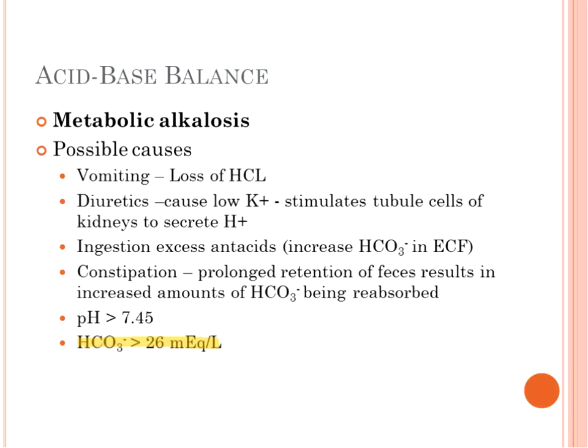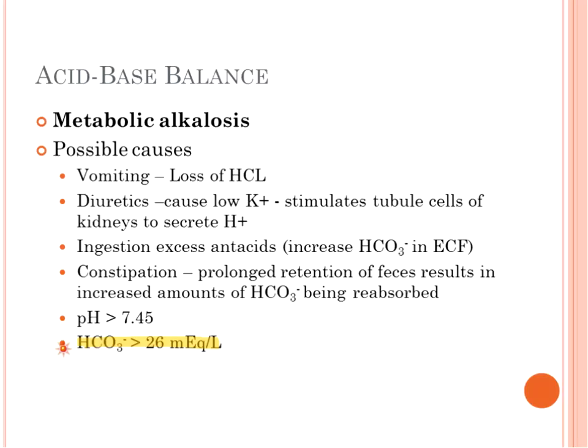Metabolic alkalosis, getting rid of too much hydrochloric acid by vomiting. Diuretics, ingestion of too many alkaline substances, constipation, prolonged retention of feces results in lots of bicarbonates being reabsorbed, and we want to keep them in circulation. So your pH would be higher than 7.45, and also the amount of bicarbonates that we've reabsorbed would be higher than normal. So we're tying up too many hydrogen ions, and it's causing your pH to be too high.